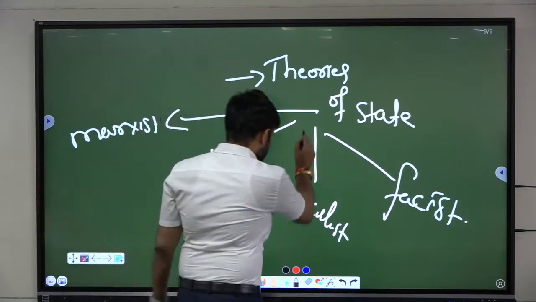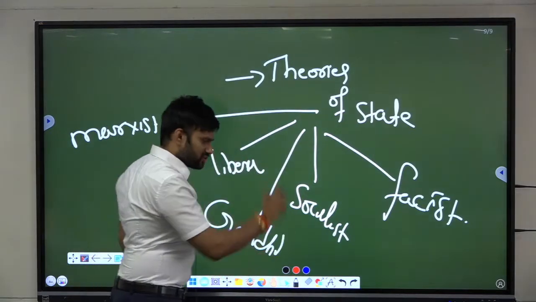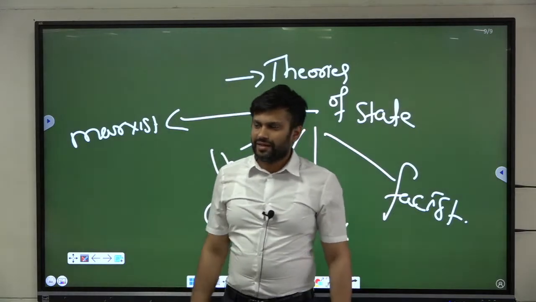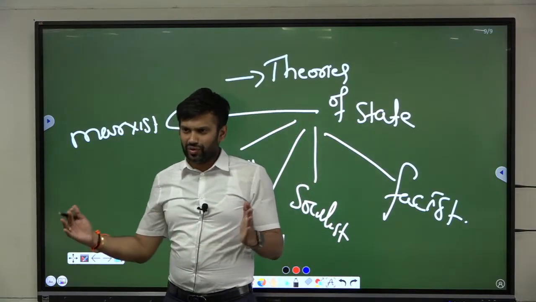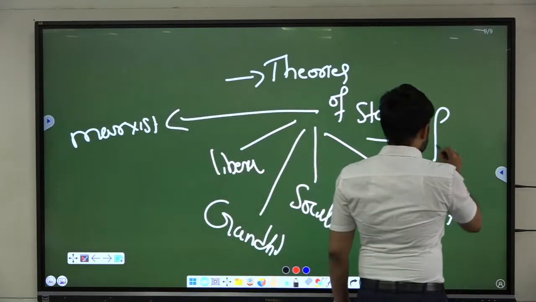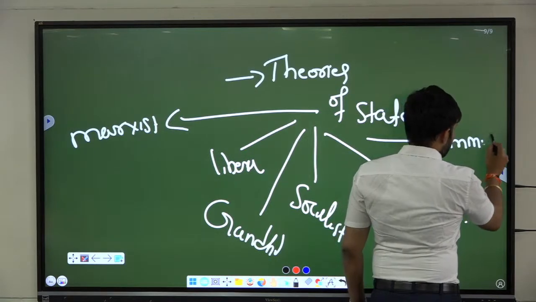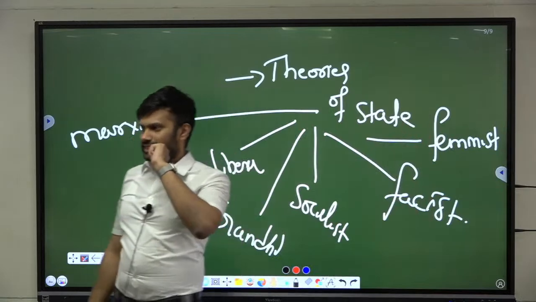Then you have Gandhi's Ramarajya. Gandhi also comes close to anarchy. There is no need of a state. And you have the feminist perspective of the state. Feminist means the feminist scholars, how they see the state.